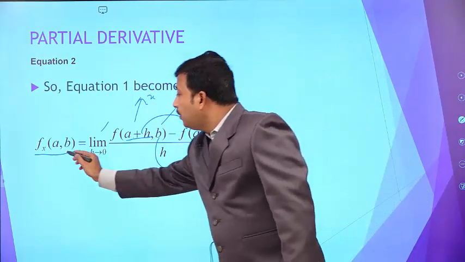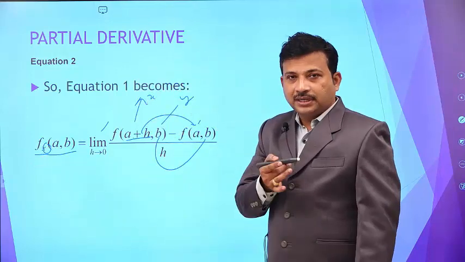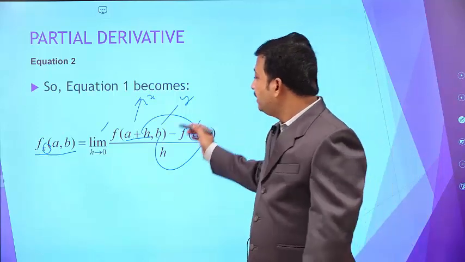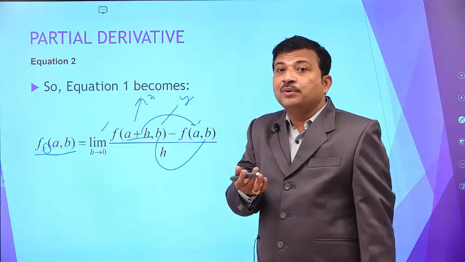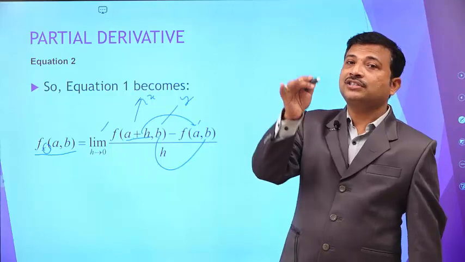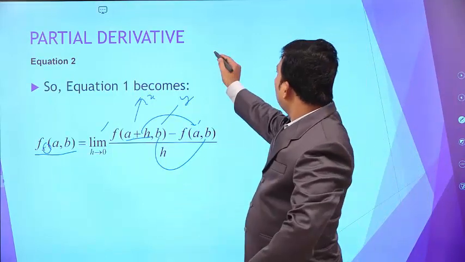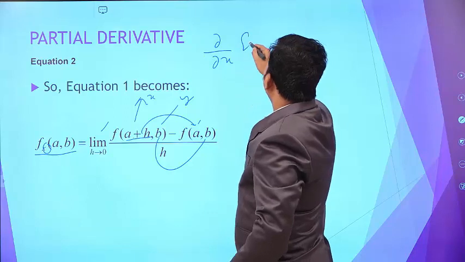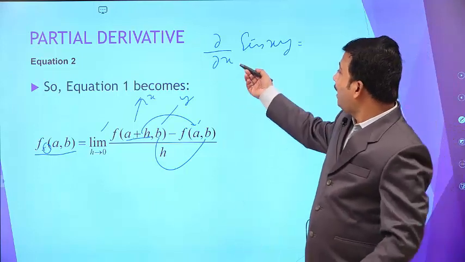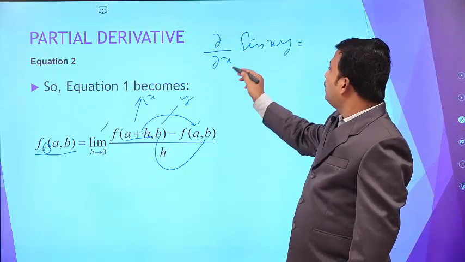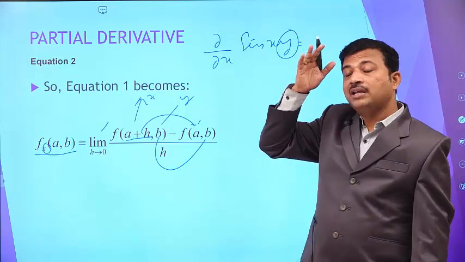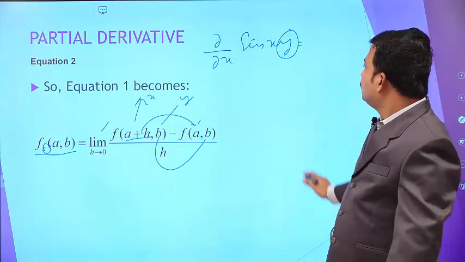That is why we have written fx. So we differentiate with respect to x by fixing y. Fixing means we assume y is constant and differentiate the whole function with respect to x. Now, dou by dou x of sin xy. Most of the time we get confused, but dou by dou x means we are differentiating with respect to x, so y is a constant. Let us take that to be 5. So what happens?